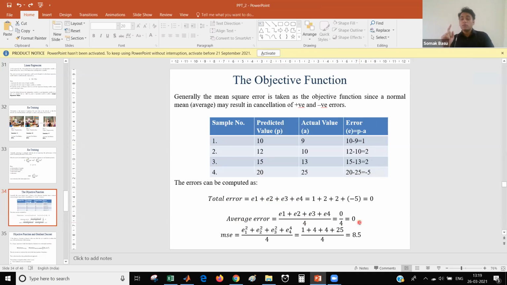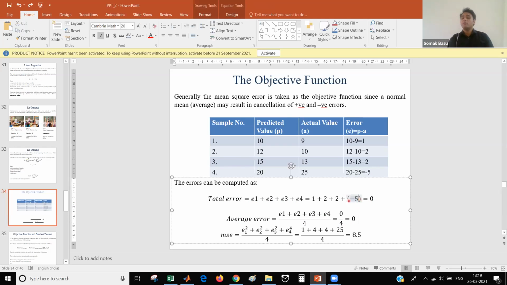I'd like to point something very important out over here. I'd like to plant a flag over here. The errors can have positive values as well as negative values. See, the error over here has a negative value, whereas these errors are positive.